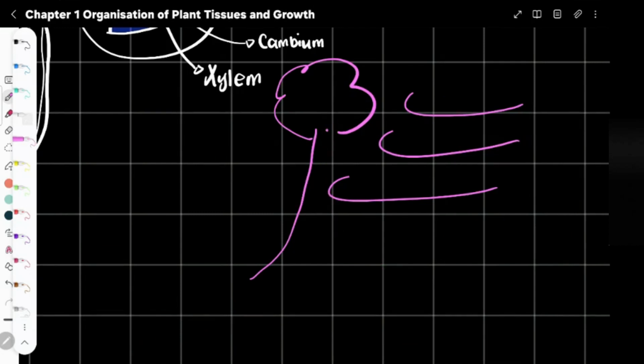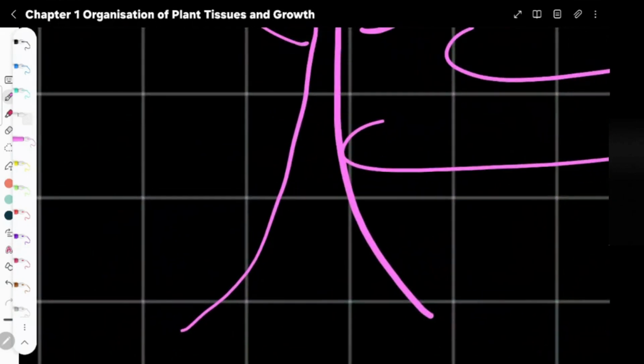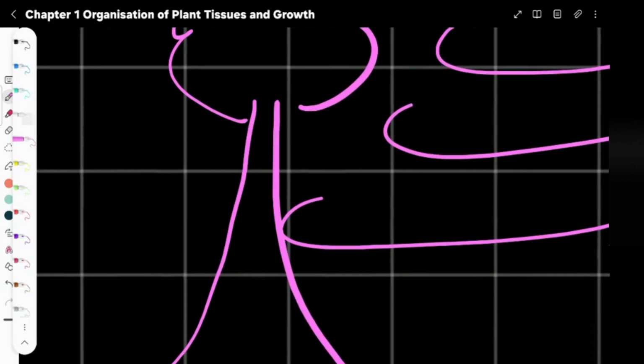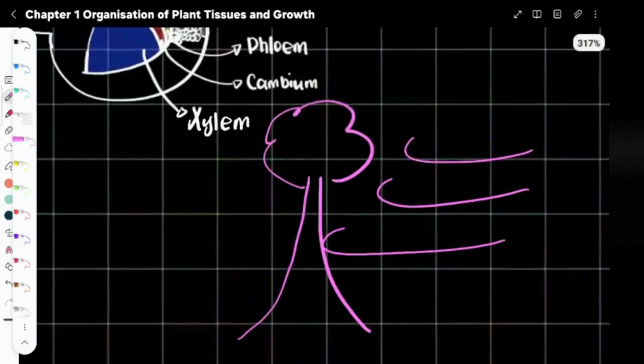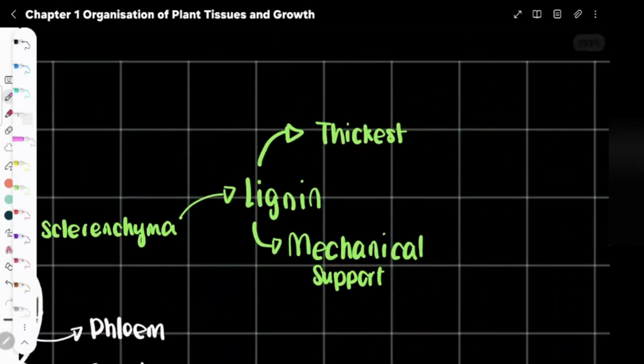And also, the thicker it is, the more xylem it has. See how I'm connecting the dots here? Just now I said lignin provides mechanical support. If you have mechanical support, the tree will get bigger, and the diameter will get thicker. So that's the function of lignin. You have to mention mechanical support. It's very easy to understand. Whenever you hear lignin, mechanical support.